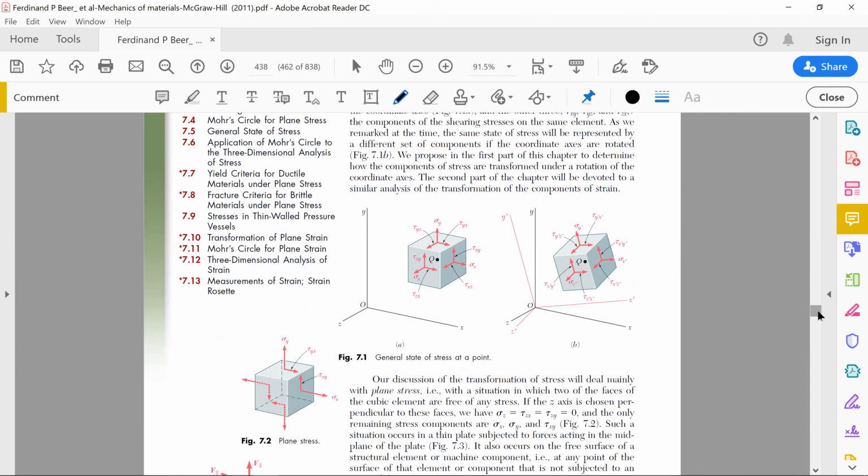Now if we transform this xyz system into an x dash y dash z dash system like this one, what will happen then? Sigma x, sigma y, sigma z will be transformed into sigma x prime, sigma y prime, sigma z prime. Likewise, tau xy, tau yz, and tau zx will be transformed into their prime values, right? So there are a total of 6 stresses to define the 3D state of stress, or the general state of stress, at any particular point.